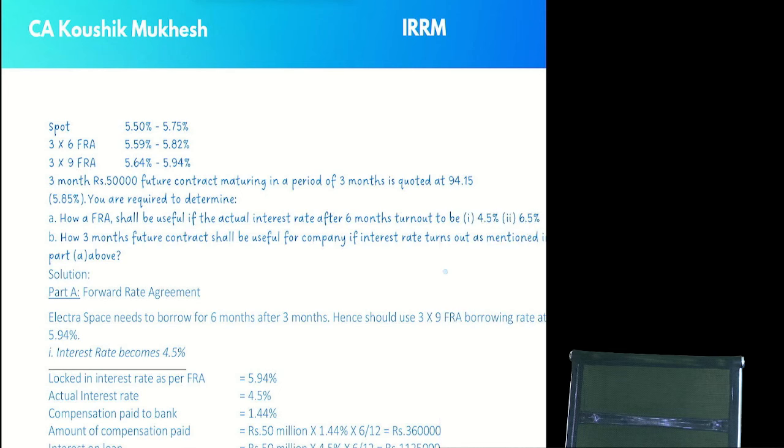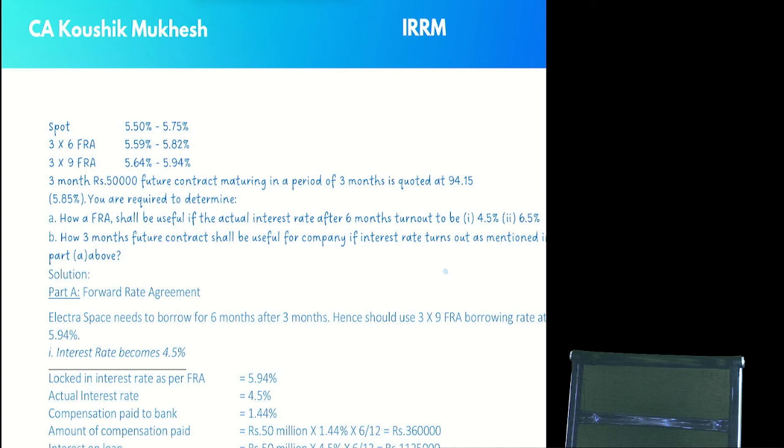Students who know the meaning only will select the particular correct rate and do the answer. Now, did you understand the meaning of 3/spot, 3/6 and 3/9? What is 3/6? Borrow after 3 months for 3 months. Next, 3/9. Borrow after 3 months for 6 months. We want which case? 3/6 or 3/9? Borrowing and depositing. Relevant rate is 5. Compare that with 4.5. Compare that with 6.5.